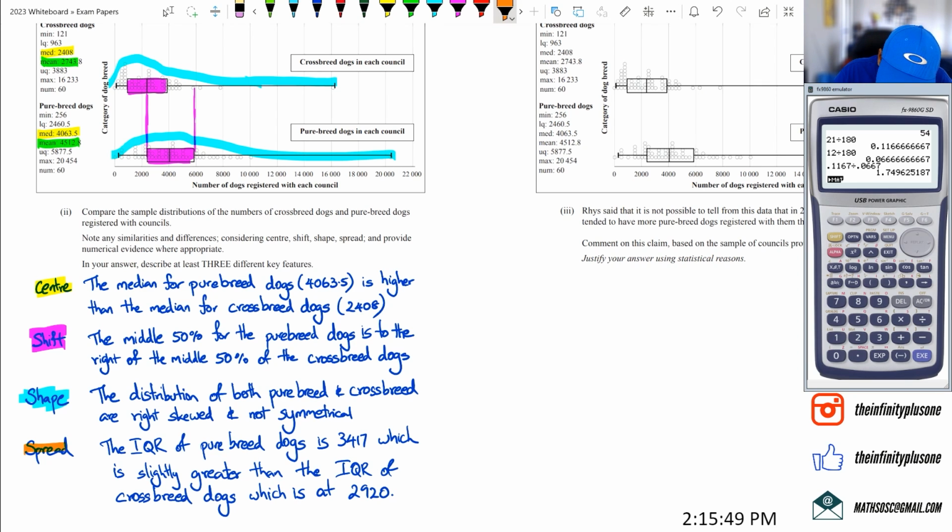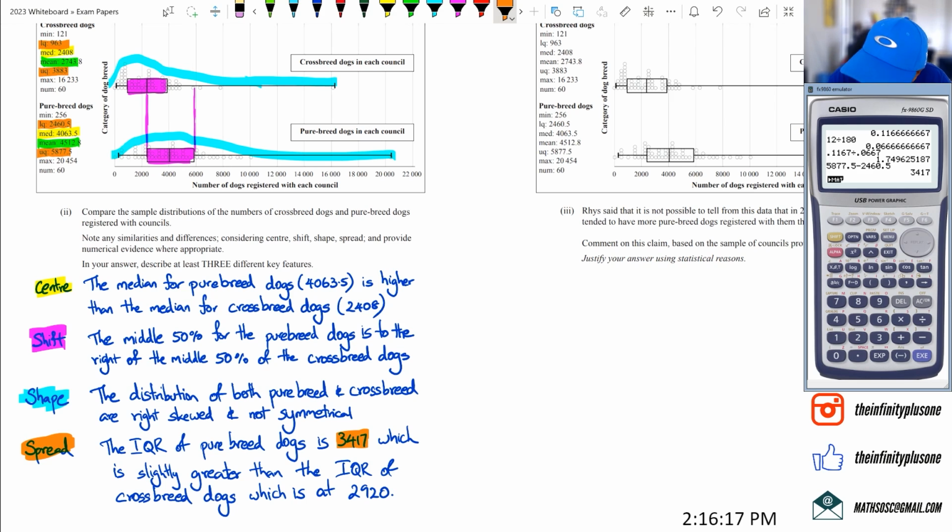Now we are going to talk about the spread here. So the IQR of purebred dogs is 3417. So that's taking the upper quartile and then subtracting the lower quartile. So we've got 5877.5 take away 2460.5. So that's where I get my 3417 from. Then I'm also going to repeat that for the crossbreed dogs.